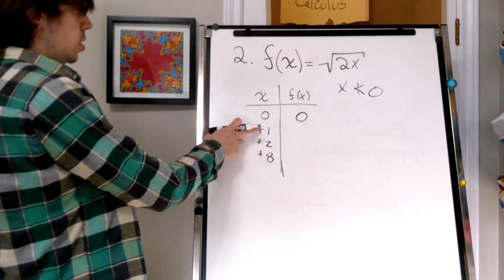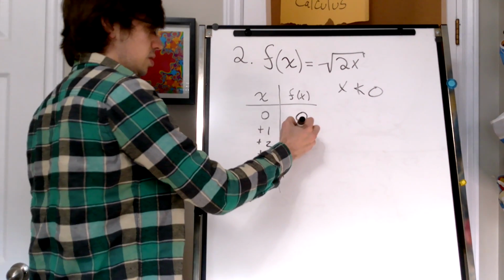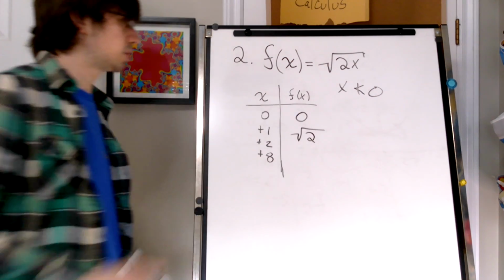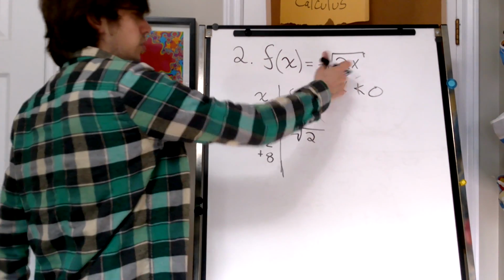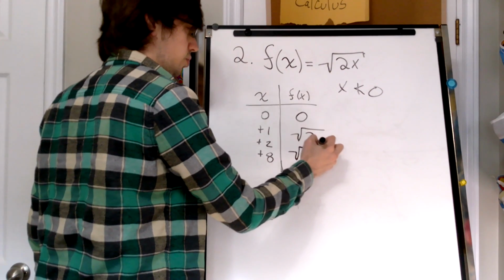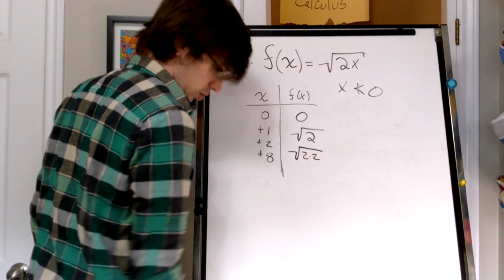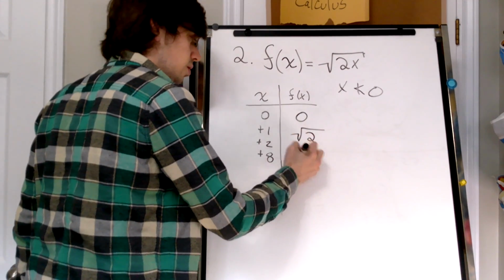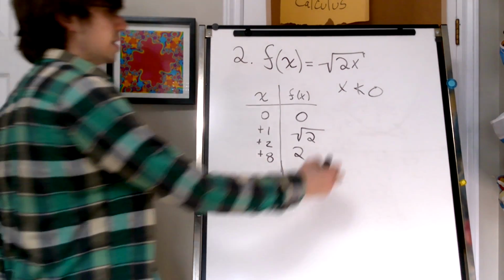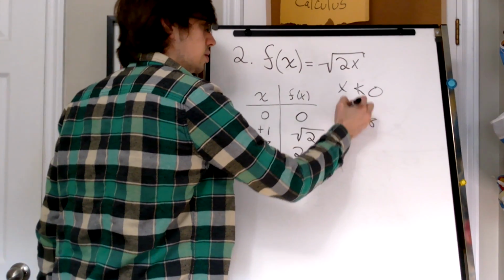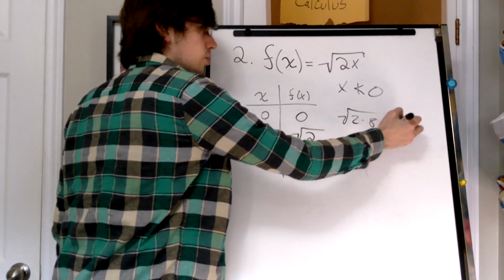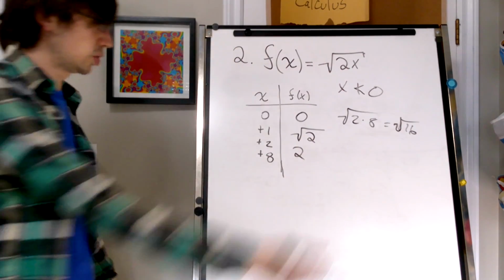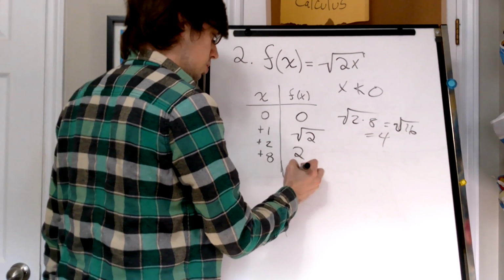So if we put 1 in, 2 times 1 is 2, so we'd get the square root of 2. If we put 2 in, we'd get the square root of 2 times 2, which is 4, and the square root of 4 is 2. If we say 8, that'd be the square root of 2 times 8, which is the square root of 16, which is 4.